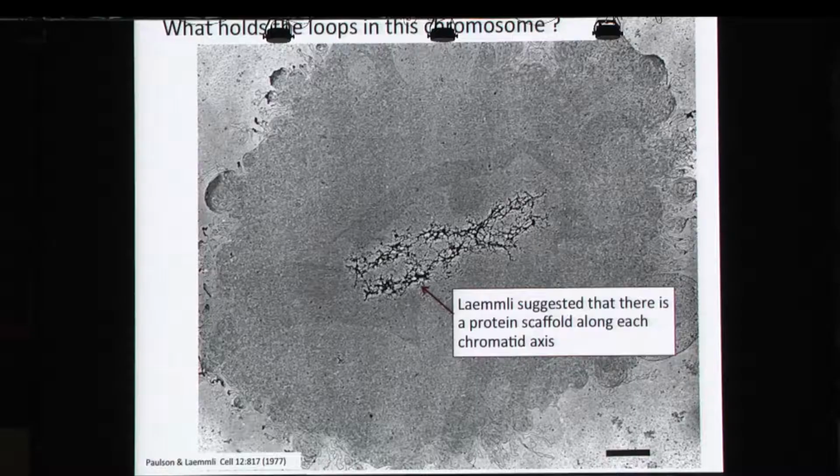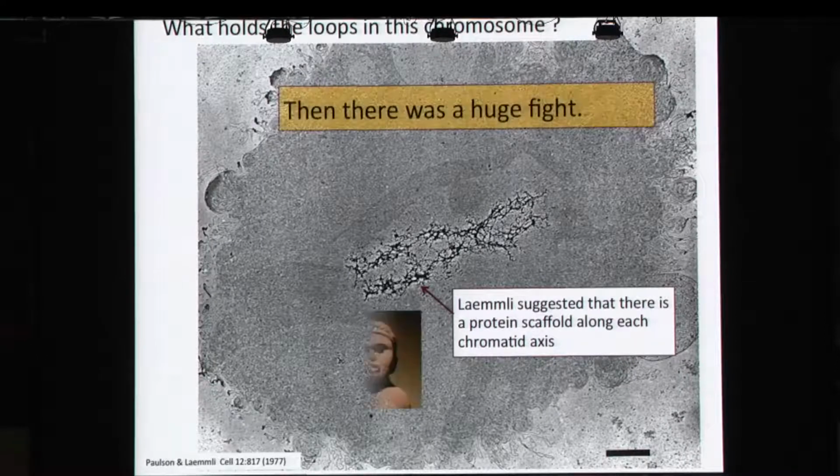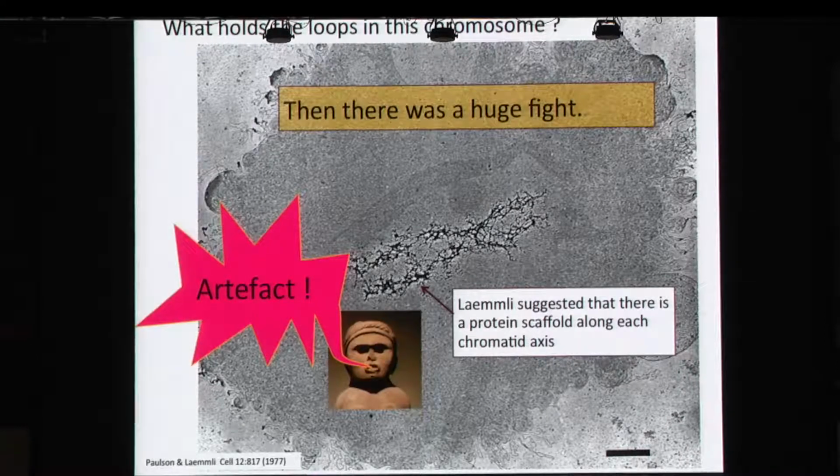Well, Uli proposed that there's a protein scaffold along the axis of each sister chromatid. He proposed that the scaffold was made of non-histone proteins, which at the time were completely unidentified. But then there was a huge fight, and this was labeled an artifact, and for many years you couldn't publish a paper on this subject, and you certainly couldn't get funded to study it if you mentioned that there was a scaffold in chromosomes, because it was an artifact.